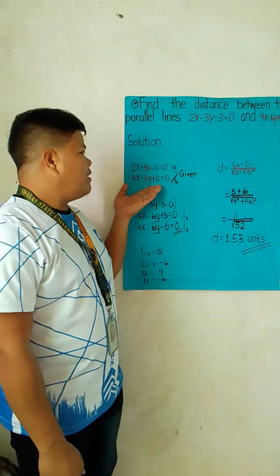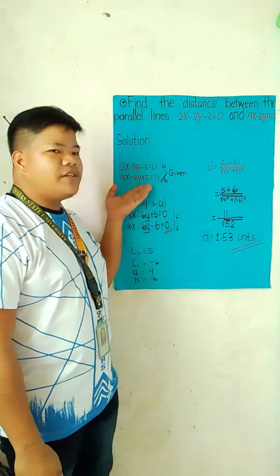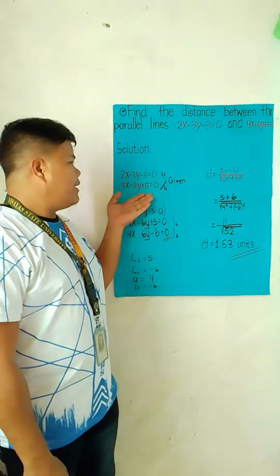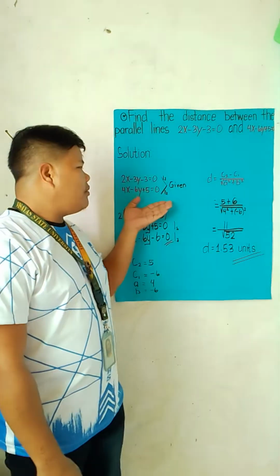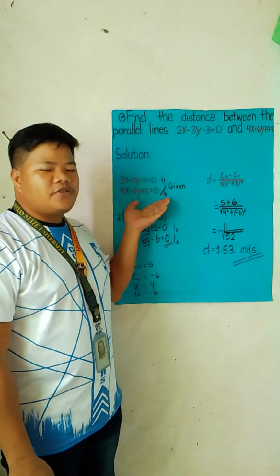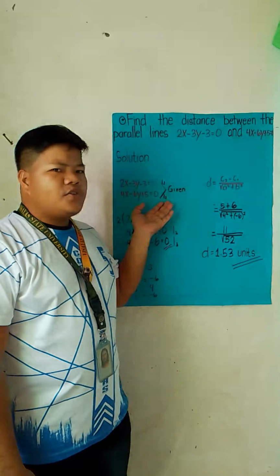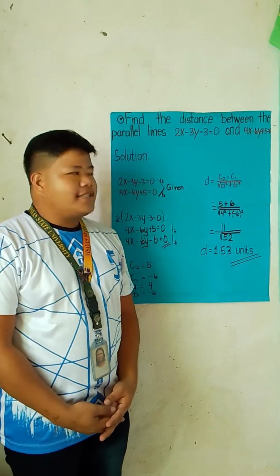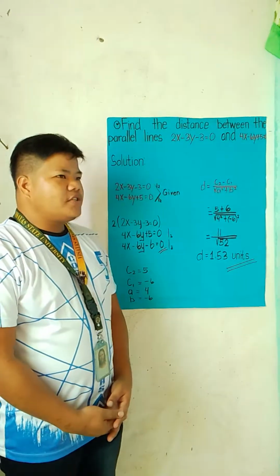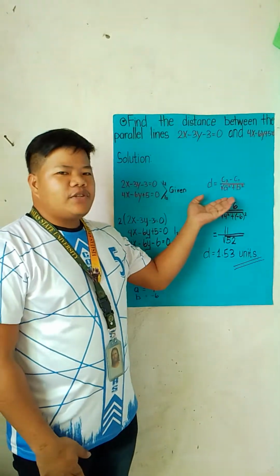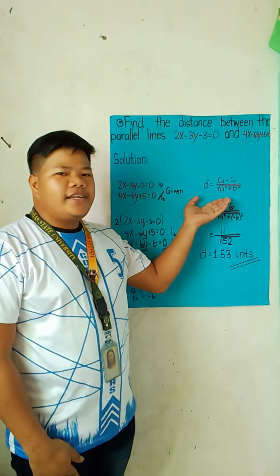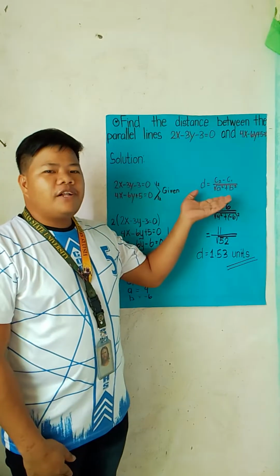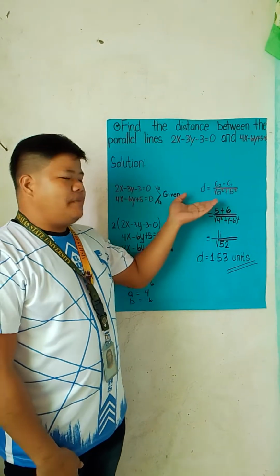2x minus 3y minus 3 is equal to 0 is our line 1, and 4x minus 6y plus 5 is equal to 0 is our line 2, and both of these lines or equations are given. So always remember that in finding the distance between parallel lines, we always use the formula d is equal to the absolute value of c sub 2 minus c sub 1 over the square root of a squared plus b squared, in which the values of a and b must be the same.